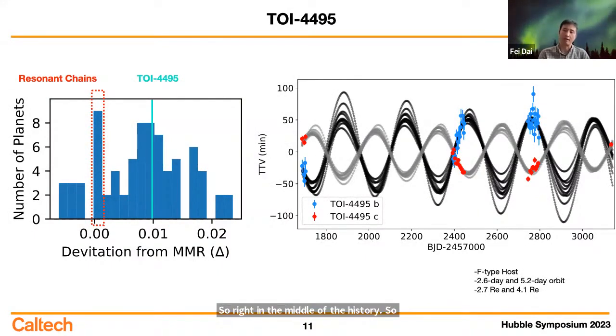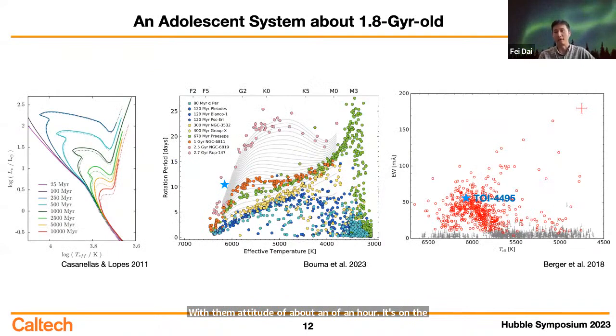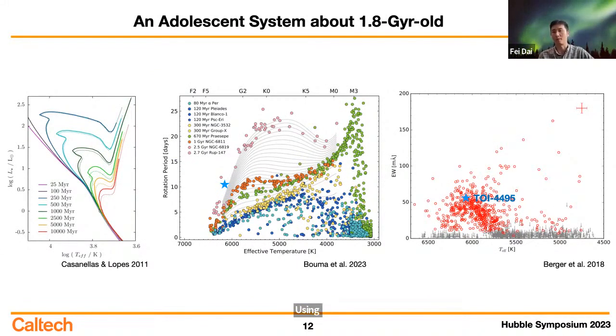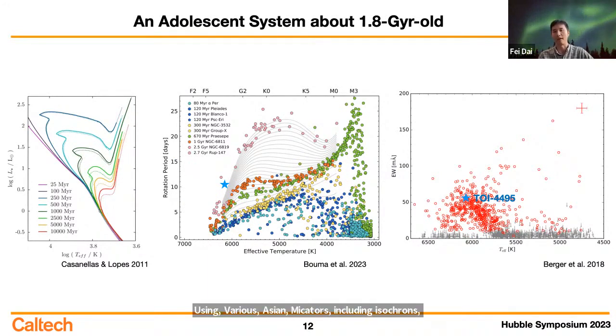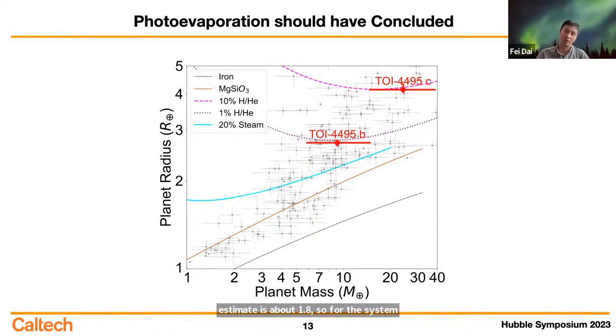So with 1% deviation from resonance, the resonant interaction is still strong enough that we detect a strong transit timing variation on both planets with an amplitude of about an hour. The plot on the right shows the TESS observation of the system. Using various age indicators, including isochrones, gyrochronology, and lithium absorption, our best age estimate is about 1.8 billion years or so for this system. With such an age, the system is also intriguing from a mass loss perspective.